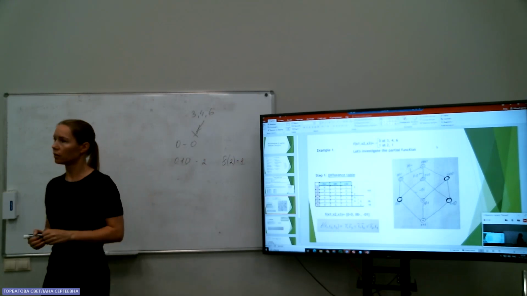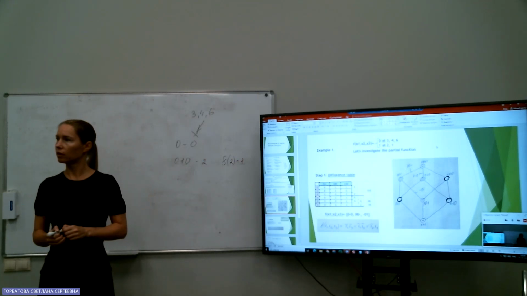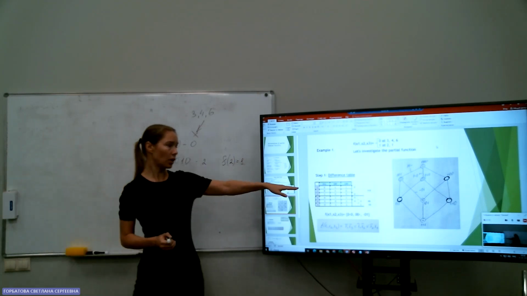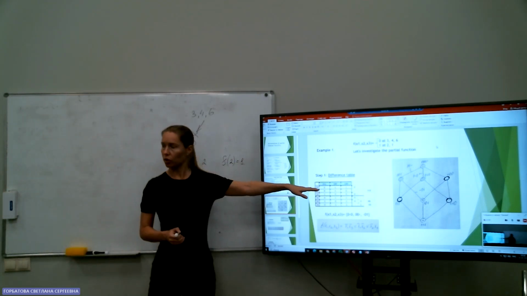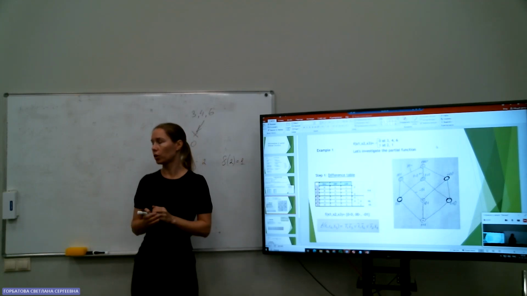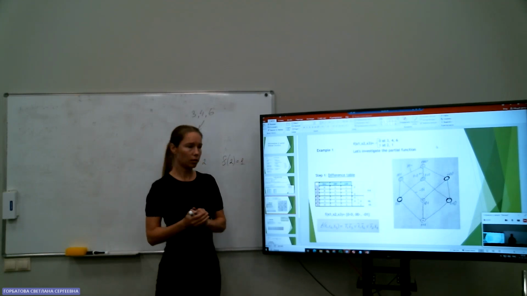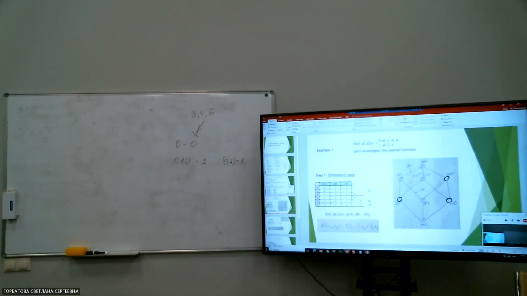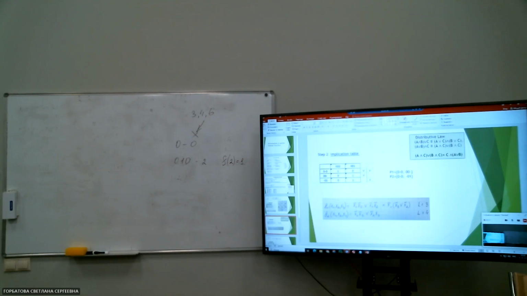I don't have any question about the difference table. So we just use the difference table if we have a partial function, no? Yeah, the first table is just for a partial Boolean function. For a total Boolean function, we use just Boolean law. And the next step, implication table.